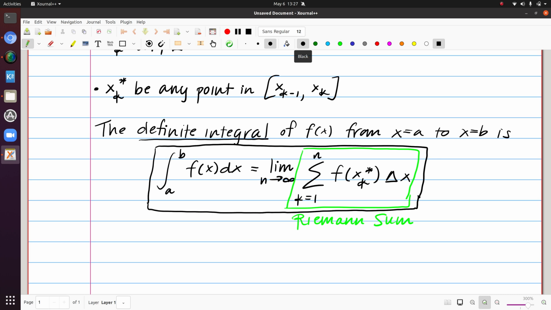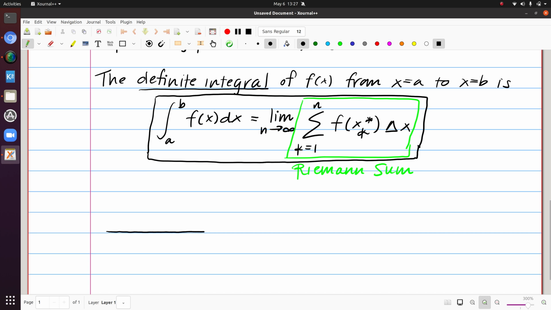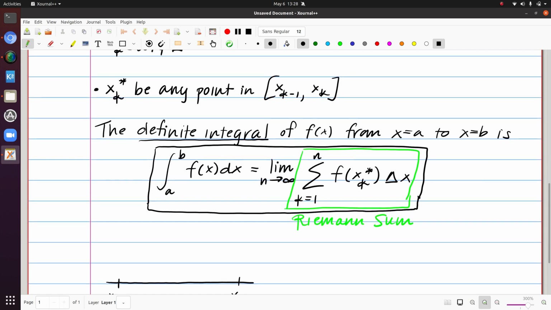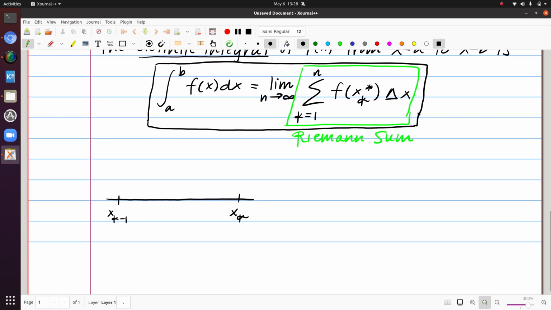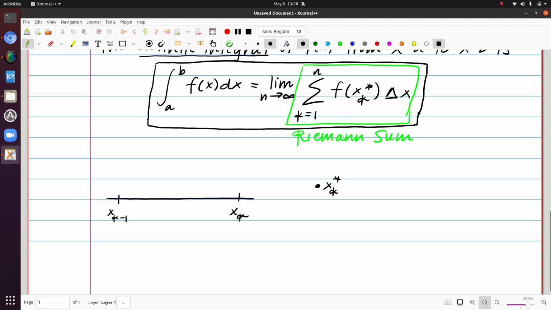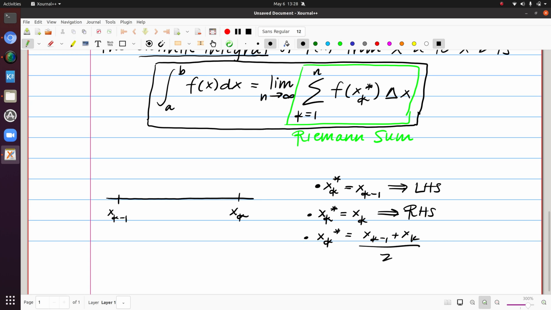And the xk star notation is just that idea that when you're looking at your subinterval, so xk minus 1 to xk, remember that we get to choose an x value that we plug into the function to get the height of our rectangle. So that choice is left open by putting in xk star. So you could choose xk star to be any point in the interval. So if xk star is chosen to be xk minus 1 in each of the k subintervals, that's what we do when we have a left-hand sum. If you always choose xk star to be xk, that's a right-hand sum. If you always choose xk star to be the average of xk minus 1 and xk, that's a midpoint sum.